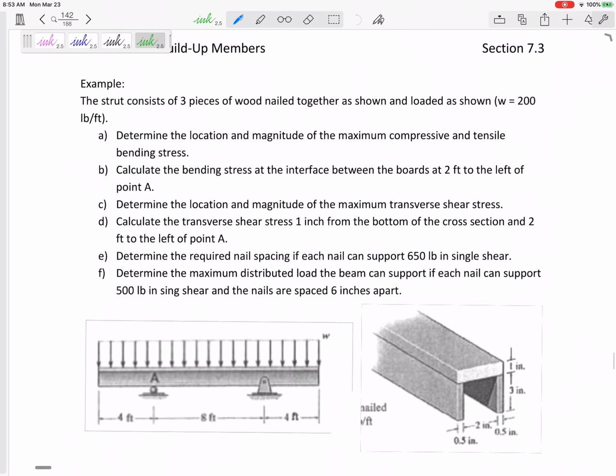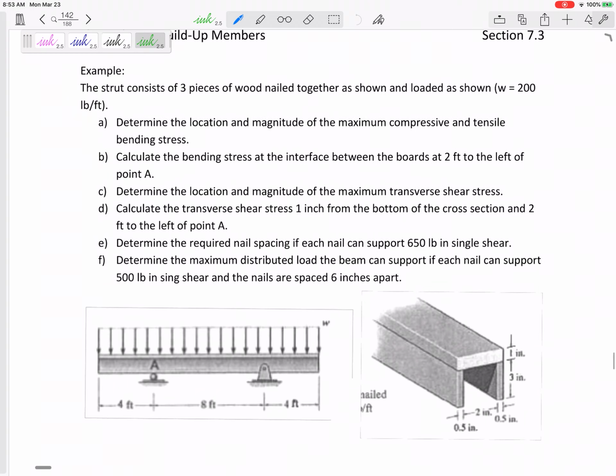Okay, so we're going to look at this problem in our notes. Even this is in the shear flow section. We're not going to do shear flow, so E and F I might hit on, but you won't have to worry about E and F. But everything else on here is really good to be able to know.